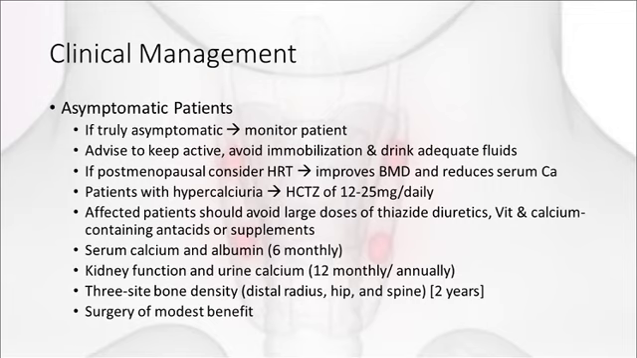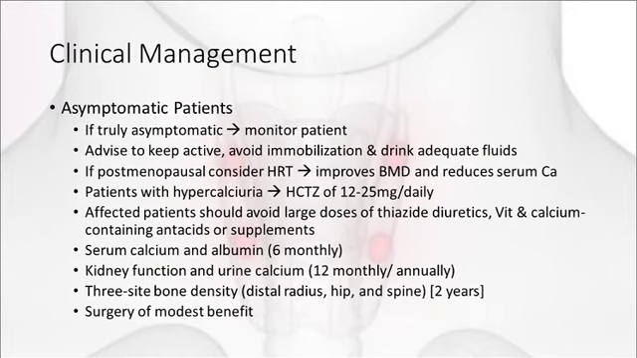Serum calcium and albumin levels must be measured every 6 months. Kidney function and urine calcium every 12 months, or annually. You need to remember to do your 3-site bone mineral density using your DEXA scan approximately every 2 years. Remember that you must do the distal radius and the hip, and the lumbar spine region as well can be considered.